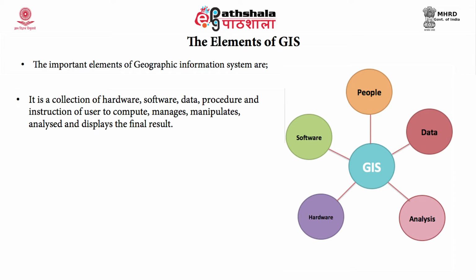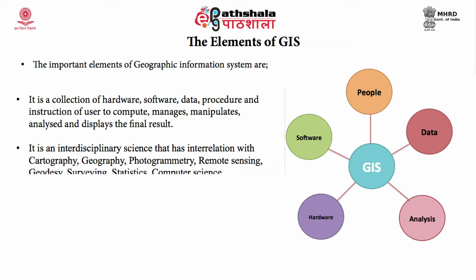So when we come to the basic concept of GIS, we can summarize that it is an interdisciplinary science that has interrelationship with cartography, geography, photogrammetry, remote sensing, geodesy, surveying, statistics, computer science, mathematics, and civil engineering.